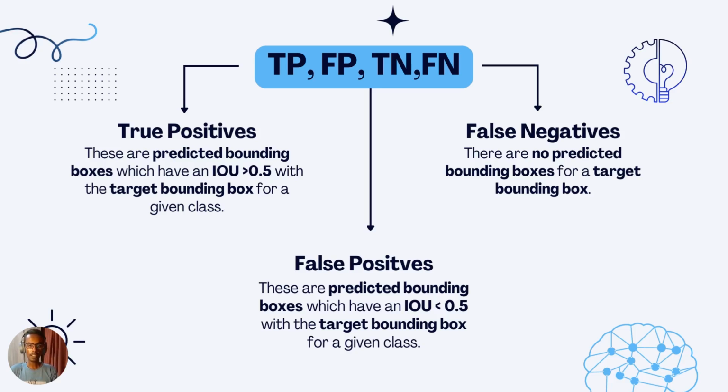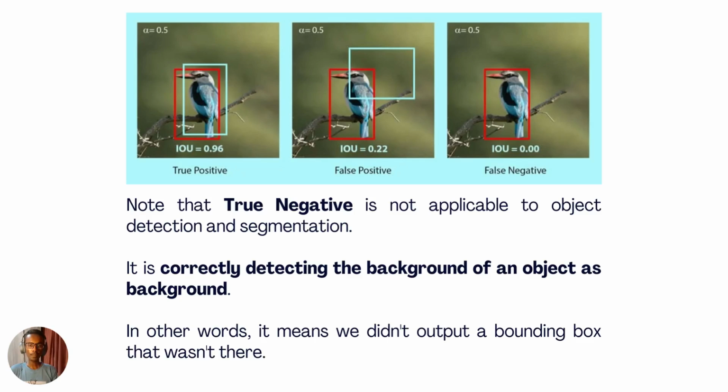And a false positive in object detection is when the predicted bounding box has an IOU less than 0.5 with the target bounding box. And a false negative is when there are no predicted bounding boxes for a target bounding box. So false negatives just consider the ground truth values without considering the predictions. Note that we don't use the true negative values in object detection and segmentation because it is correctly detecting the background of an object as a background.